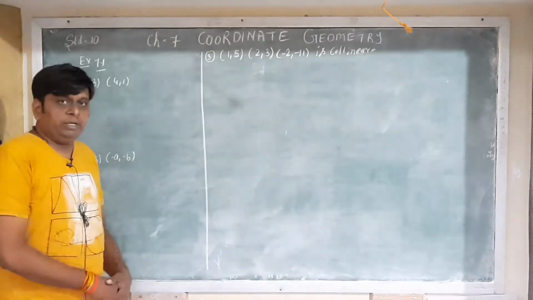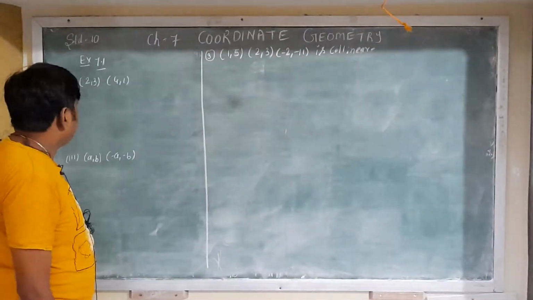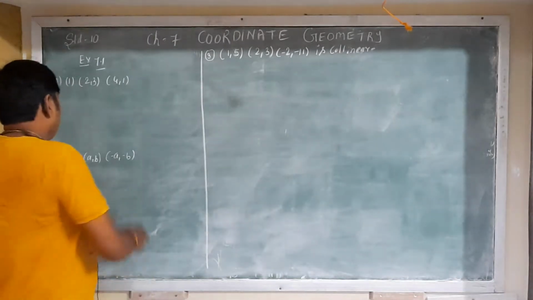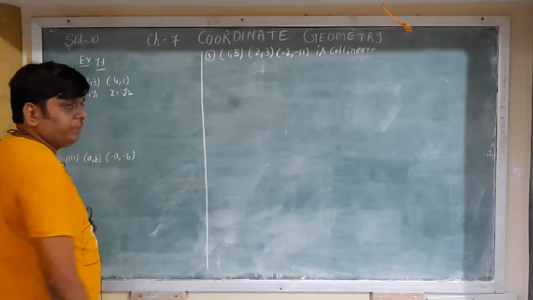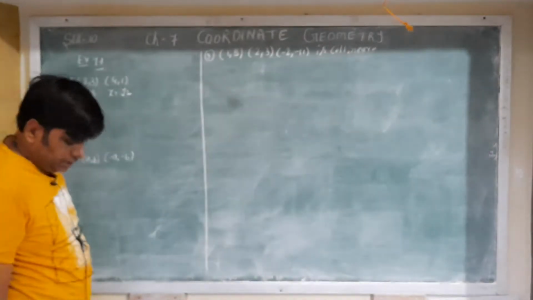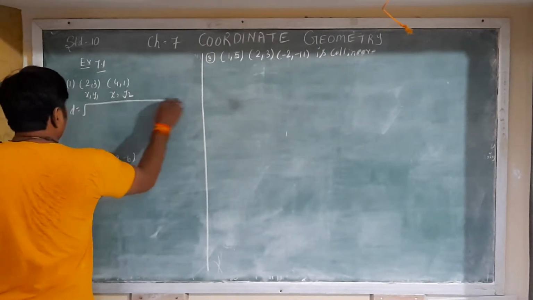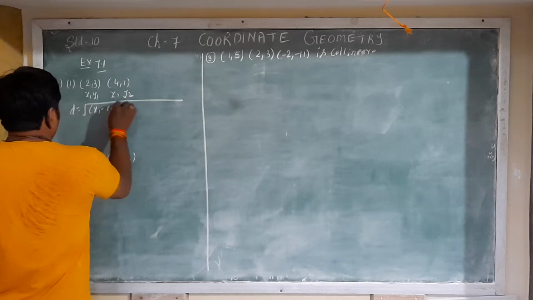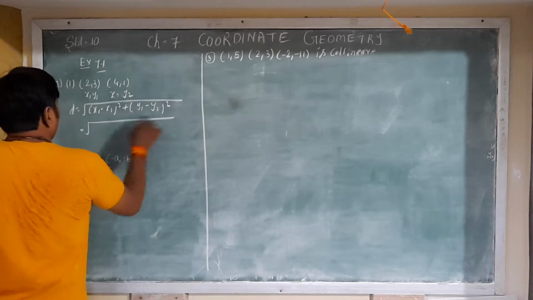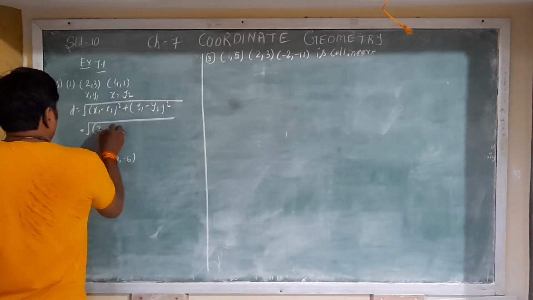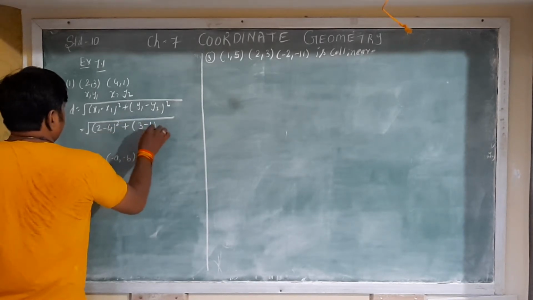Find the distance given the coordinates. Given the two coordinates, find the distance. Question number first: the coordinates are (2, 3) and (4, 1). Suppose the first coordinate is x1, y1 and the second coordinate is x2, y2. Write the distance formula: square root of (x1 minus x2) square plus (y1 minus y2) square. Here x1 is 2, x2 is 4, y1 is 3 and y2 is 1.